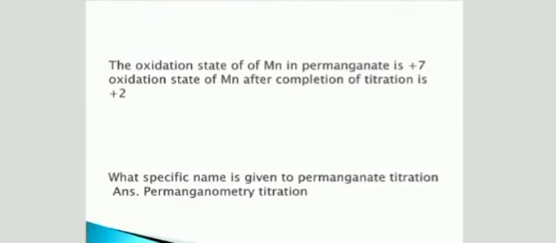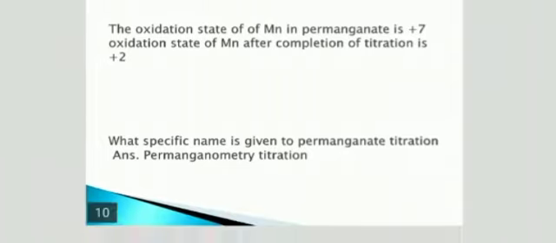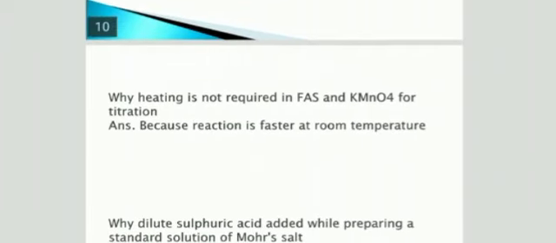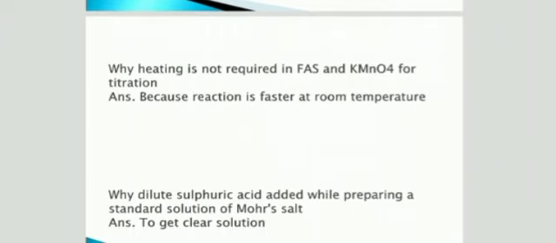Next, the oxidation state of Mn in permanganate is +7 and the oxidation state of Mn after completion of titration is +2. Next, what specific name is given to permanganate titration? It is also called permanganometry titration. Why is heating not required in FAS and KMnO4 titration? Answer, because the reaction is faster at room temperature.